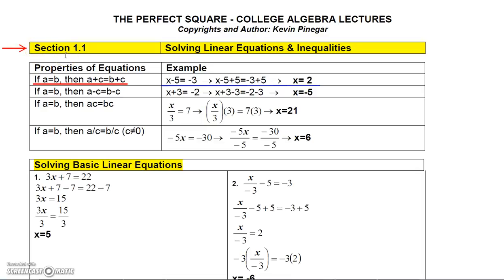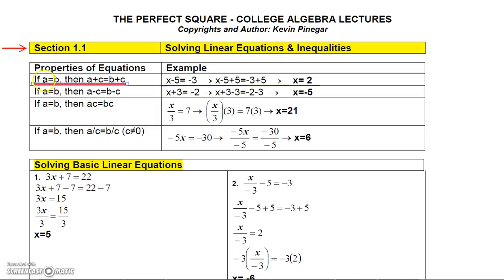Okay, in this first college algebra video, we're going to talk about this section here, which I labeled section 1.1, solving linear equations and inequalities, and this will likely be broken up into multiple videos. Okay, before we talk about solving linear equations, let's take a look here at the properties.